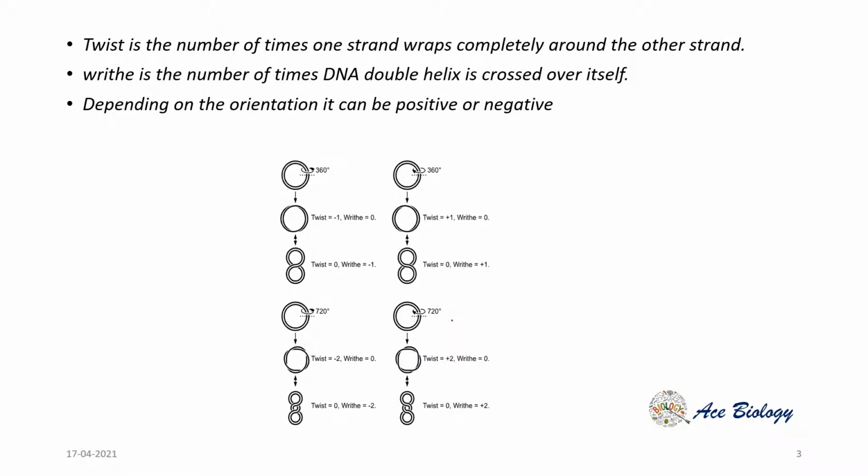Now, what exactly do the terms twist and writhe mean? Twist is the number of times one strand wraps completely around the other strand. And writhe is the number of times the DNA double helix is crossed over itself. You can see the difference here. In twist, we are taking only a single strand, which wraps around the other strand. But here, the whole double helix is getting twisted over itself.